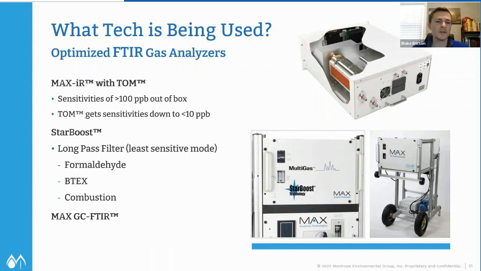So the Max IR with what's called a TOM, which is basically an oxidizer module that goes with the TOM. Very powerful combination, and we can see things in sub-PPB, single digit PPB, and even in some circumstances, they're talking parts per trillion. So it's a number that I can't even get my head around. But it's coming, and it exists.